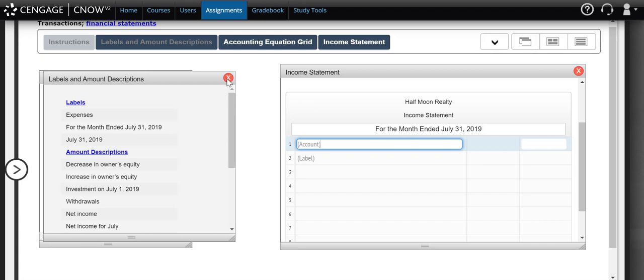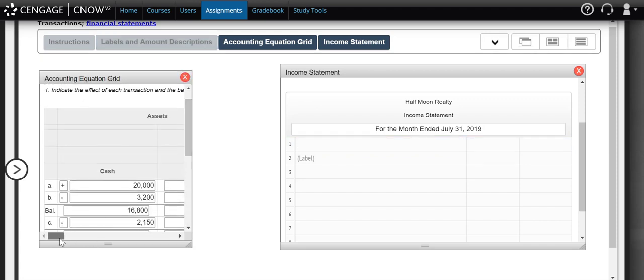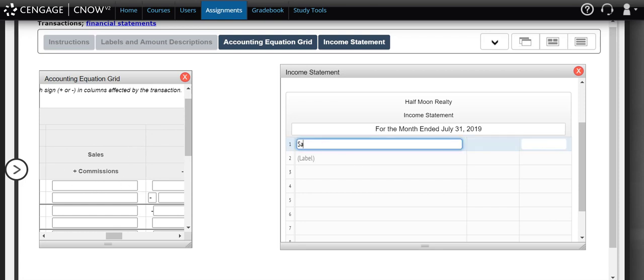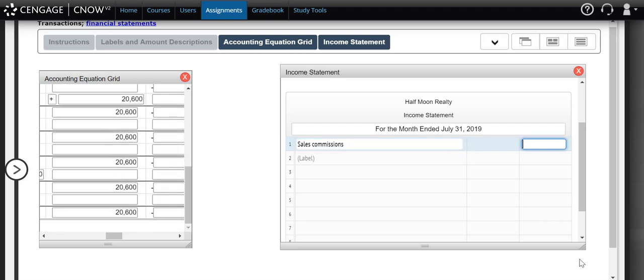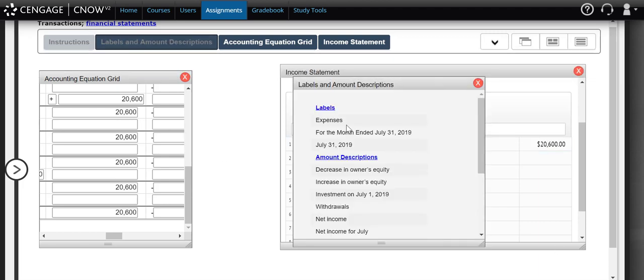We then need an account. Remember, all of our account names are listed right here at the top of that grid. We start with our revenue account. Our revenue account in this situation was our sales commission, and at the end of the period, our sales commission was at $20,600. We now need a label, and our label is going to be our expenses.